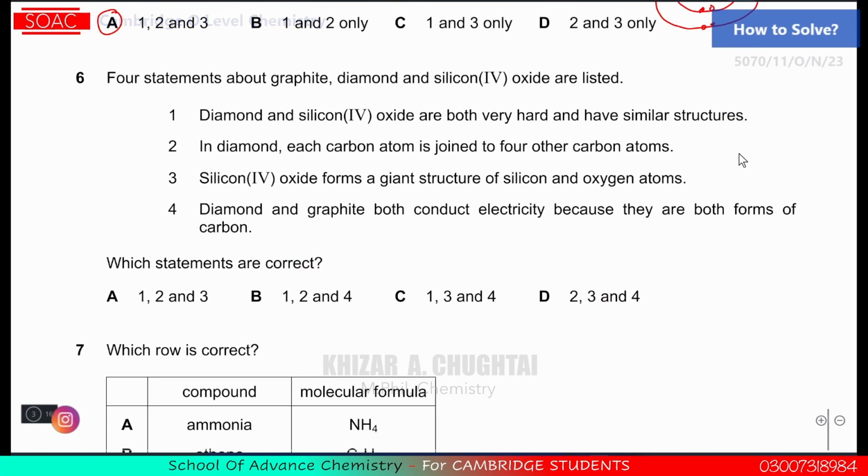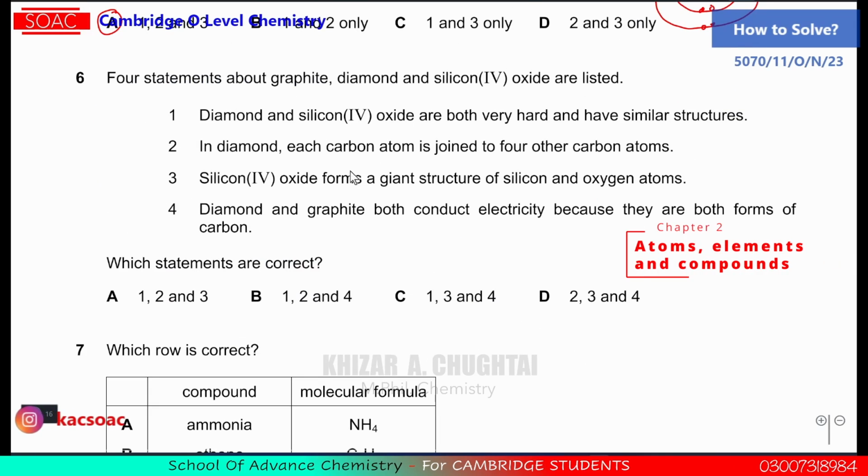Question number 6, 4 statements about graphite, diamond and silicon(IV) oxide are listed. Diamond and silicon(IV) oxide are both very hard and have a similar structure. Yes, they are both hard and have a similar structure. It's true. In diamond, each carbon atom is joined to 4 other carbon atoms. Yes, it is true. Silicon(IV) oxide forms a giant structure of silicon and oxygen atoms. Yes, it is true. Diamond and graphite both conduct electricity. No. Diamond doesn't conduct electricity, so 4 is wrong.